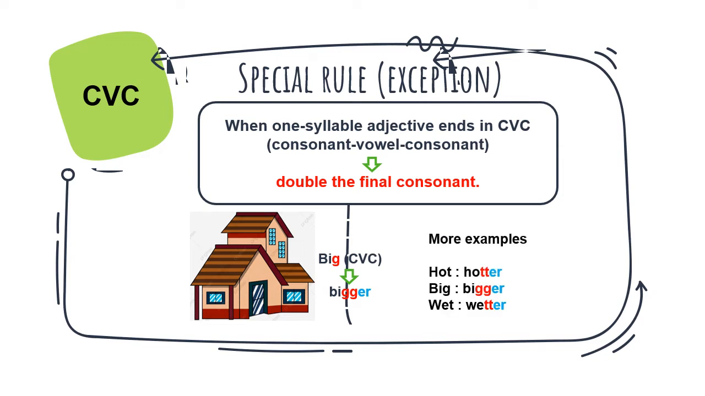And more examples. Hot, you have H as consonant, O as vowel, and T as consonant. And therefore, you need to double the final consonant T, and it becomes hotter. We have big as bigger, and wet becomes wetter.